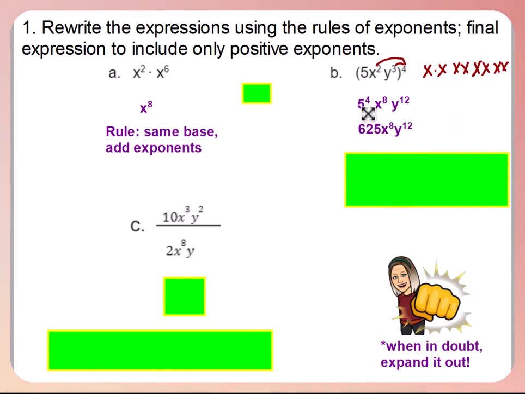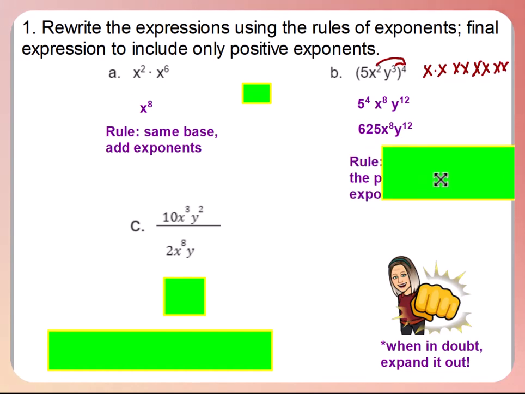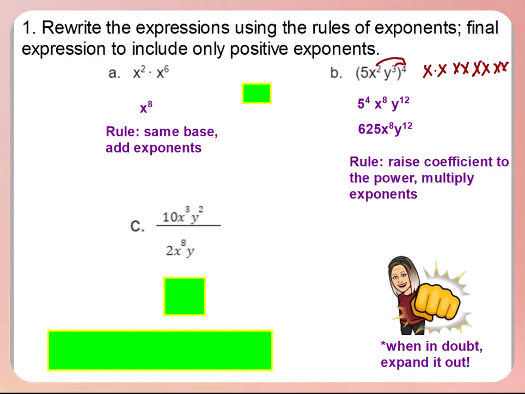Go ahead and expand out 5 times 5 times 5 times 5. 5 to the 4th power, or you can put this in your calculator, is 625. X to the 8th, y to the 12th. The rule is when you raise a coefficient to a power, you multiply the exponents.